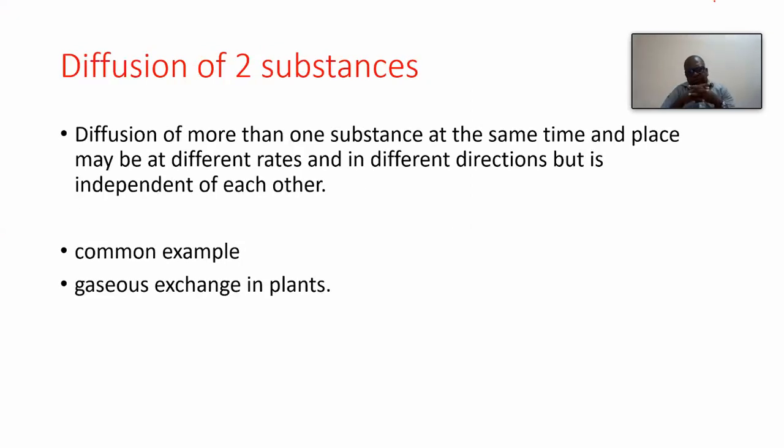Then once two substances diffuse from one place to the other, they may not interfere with each other. Each goes its own way, because any particle has diffusion pressure, and it moves. So it only depends on its own concentration, not on the other. Example, gaseous exchange in plants: CO2 is taken in, oxygen is released.